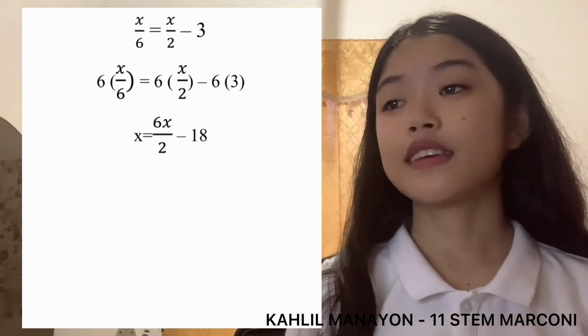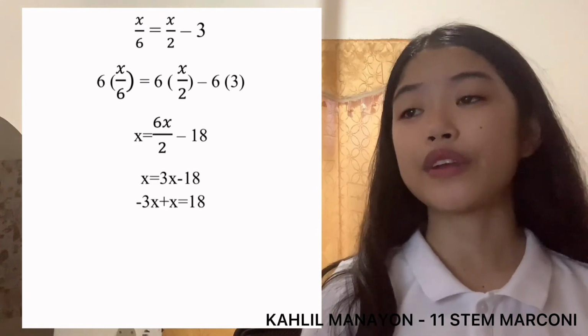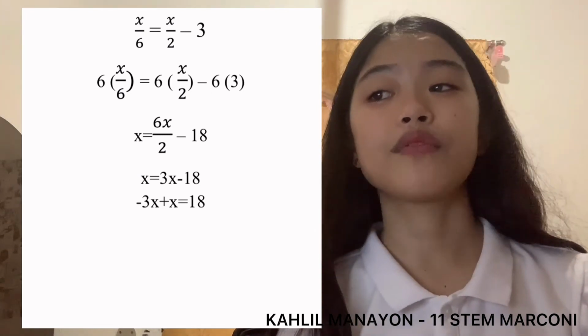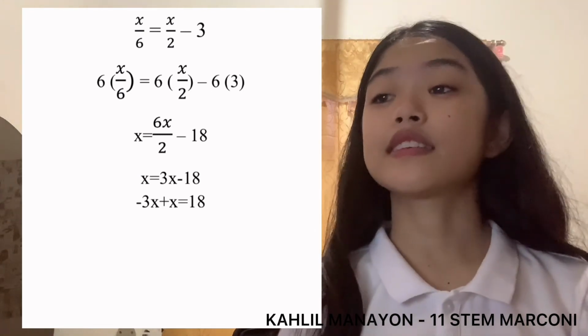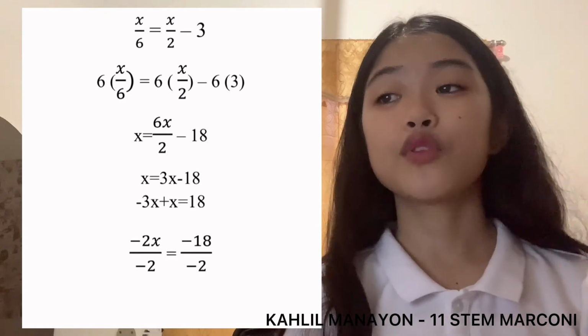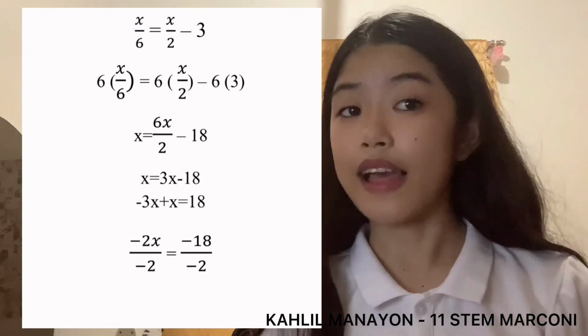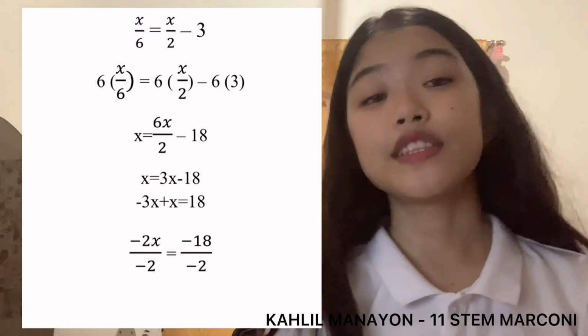Since we can still divide 6x over 2, we get x is equal to 3x minus 18. Combine like terms, transpose 3x becomes negative 3x. Negative 3x plus x is equal to negative 18 becomes negative 2x is equal to negative 18. Divide by negative 2 to cancel negative 2 in x, and the same with the other side. And the final answer would be x is equal to 9.